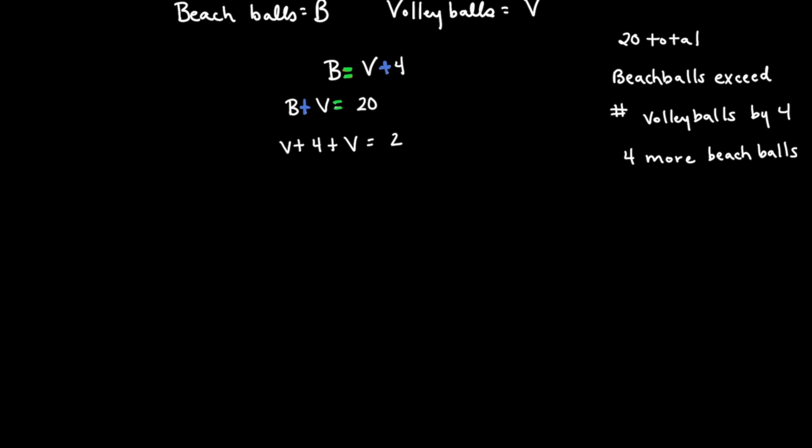All right, so our other equation is we know our total number is 20, so beach balls plus volleyballs is going to be 20. And we're going to plug in our V plus 4 in for B so that we have V plus 4 plus V equals 20. When we combine our like terms, V plus V is 2V plus 4 equals 20. Then we subtract 4 from both sides. We end up with 2V equals 16. Divide both sides by 2 and then we get 8. And that is 8 volleyballs.